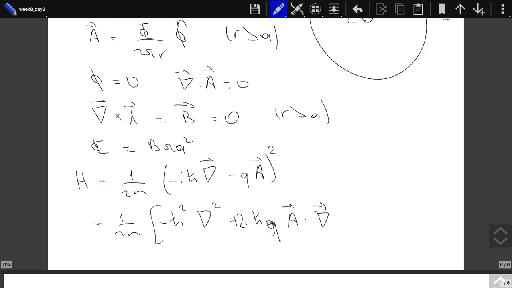Well, A and the gradient don't commute because they are position dependent, but due to our choice of gauge, the commutator just depends on the divergence of A, which is 0. Plus q squared times A squared, and A squared is just phi squared over (2 pi b) squared. We are on the ring, so that's why we don't have an r. r is equal to b. A is, in a sense, constant in the phi hat direction. Its magnitude is constant on my ring.